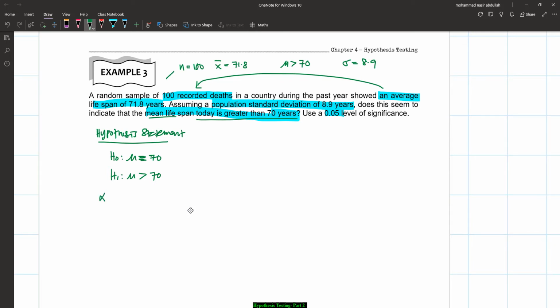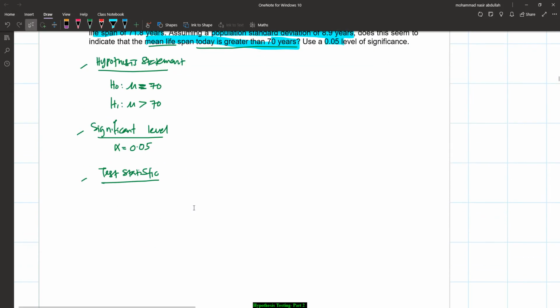So alpha, our significant level. Significant level alpha equal to 0.05. And then our test statistic. So dia procedure dia sama saja, right? They should have a hypothesis statement, significant test, test statistics, decision rule, decision and making conclusion. Satu lagi kita ada a critical region.